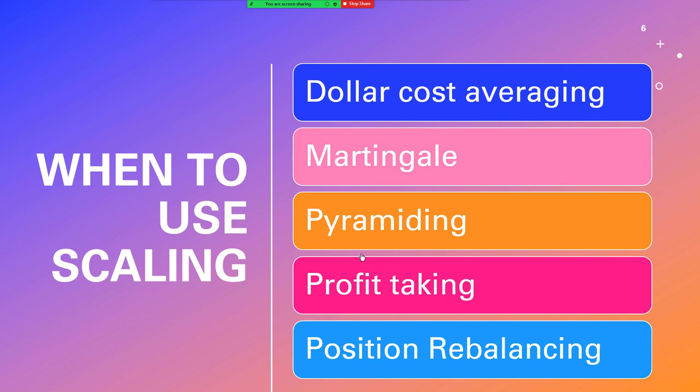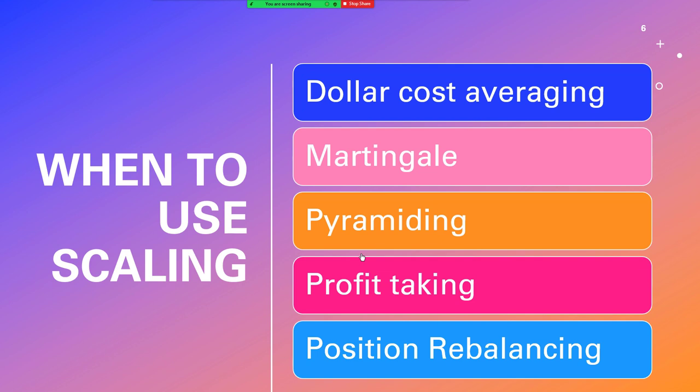Profit taking is the other side of the coin. That's the scaling out part. So we've got a position on, and as the trade goes in our favor, we gradually remove some of the position size. In other words, we're banking the profits and reducing our overall risk as the trade matures.